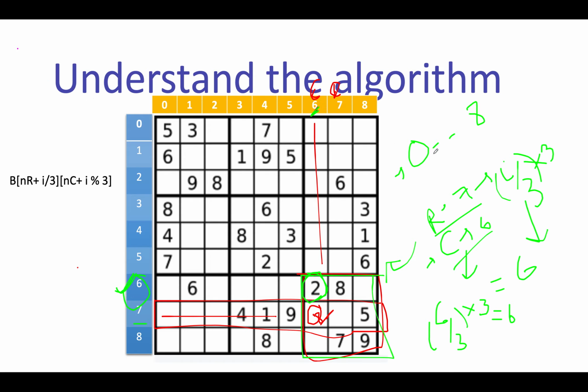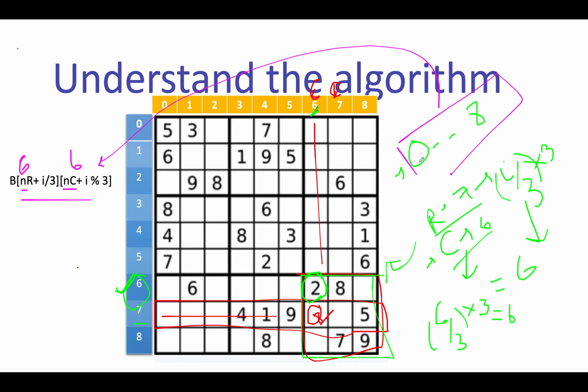So we'll start the iteration from I equals 0 up till I equals 8, and we will check using this formula what is the element that is held at these particular indexes. NR signifies normalized row, NC signifies normalized column, and here we know that the values are 6, 6. So let's start the iteration.